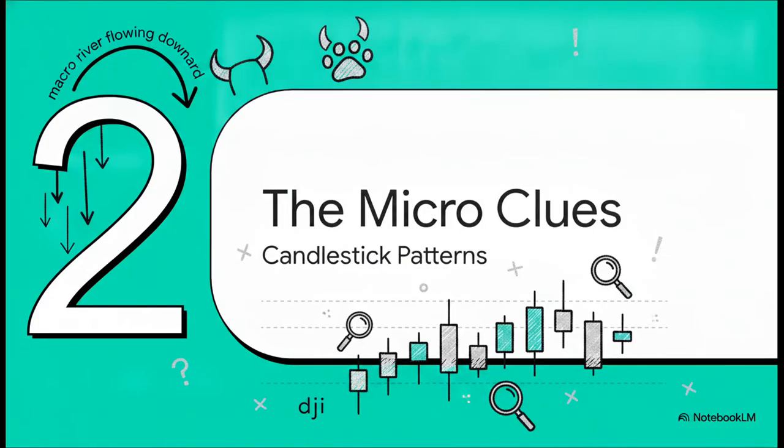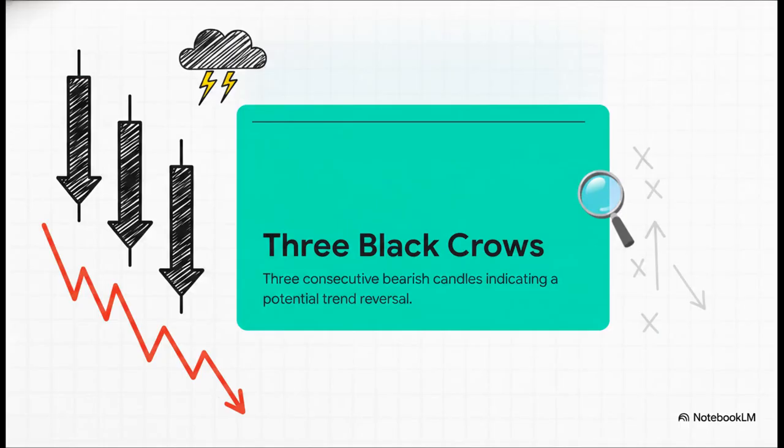Section 2. Spotting the candlestick patterns, the micro clues. All right, now that we know the overall river is flowing downward, we need those precise micro-level signals to tell us exactly when to jump in. This is where our focus on specific candlestick pattern analysis truly shines. Look closely at these 3 consecutive, incredibly heavy bearish drops. In the trading world, this specific sequence is known as the 3 black crows.